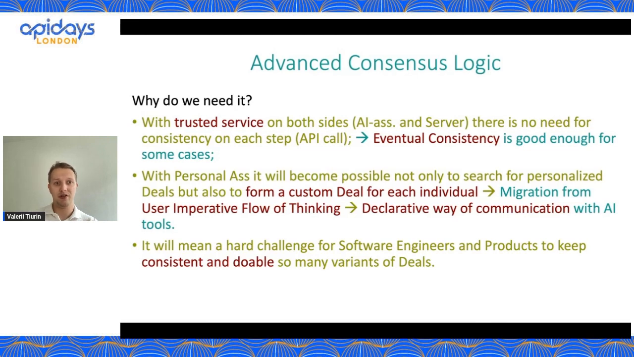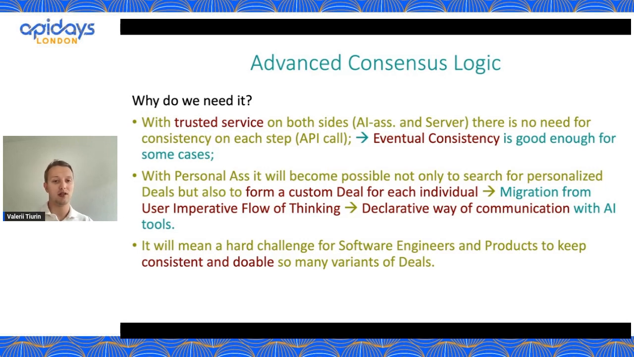So why do we need it? With a trusted service on both sides, here I mean AI assistants and server, I described previously why assistants can become trusted. There is no need for consistency on each step or API call. Basically, eventual consistency is good enough for some cases, which will simplify a lot of things.